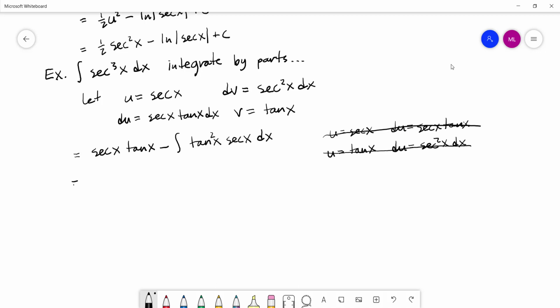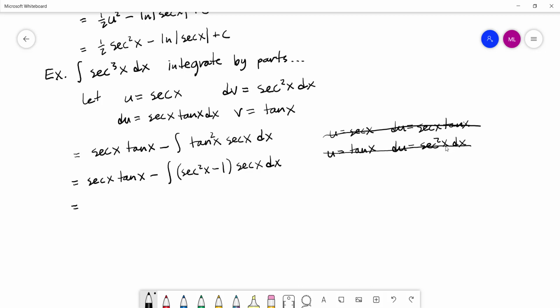So what we're going to do instead is I'm going to rewrite this whole thing back in terms of secant. So earlier we were always trying to get a function and its derivative. We've just seen that that's not possible in this case. Even though we've got both tangents and secants, we don't have the right combination to set up a function and its derivative. So instead, I'm going to rewrite the whole thing back in terms of secant. So I'm going to rewrite this as, again, rewriting tangent squared. Tangent squared is secant squared minus 1 times secant of x dx.